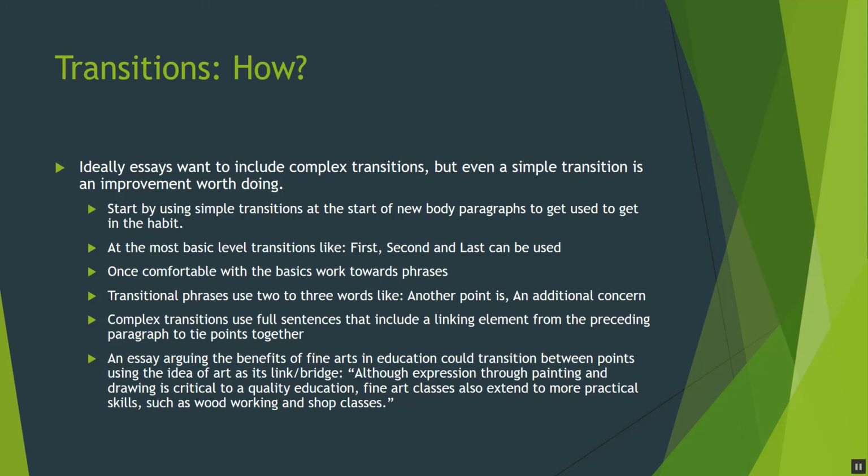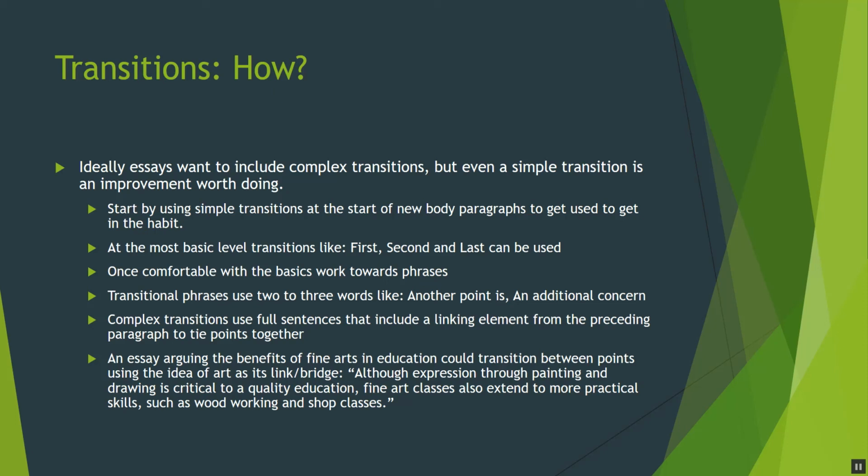Complex transitions are full sentences that basically have a linking element from the preceding paragraph to the upcoming paragraph. They tie them together. It's kind of hard to explain exactly how to do, so what I'm going to do is give you an example.